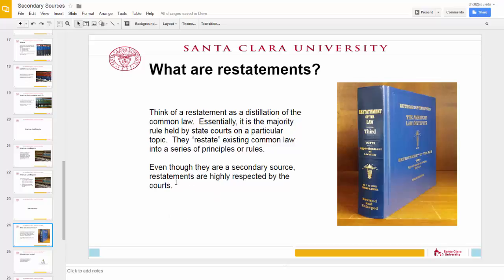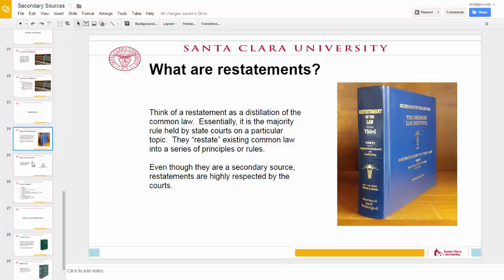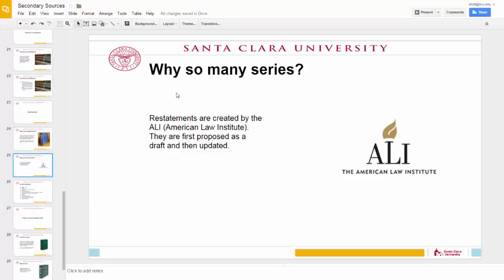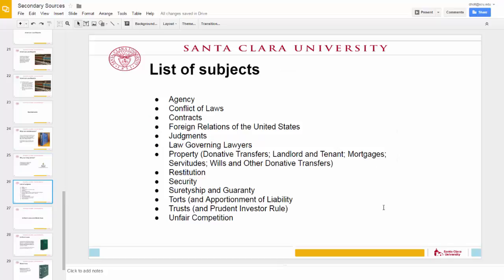Even though they are a secondary source, restatements are highly respected by the courts. And again, this is only going to be on those causes of action that are based in the common law. If you have a statutory cause of action, the value of a restatement is going to obviously be much lower. Restatements are created by the ALI, which is also the body which creates a number of the uniform laws and model acts. Model acts, there's also an organization, it's a consortium of the state legislatures that convene together to create model and uniform laws.